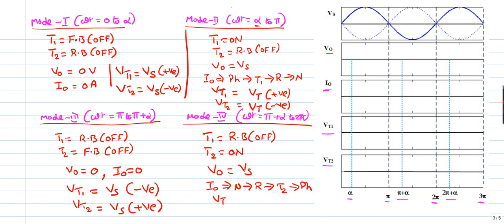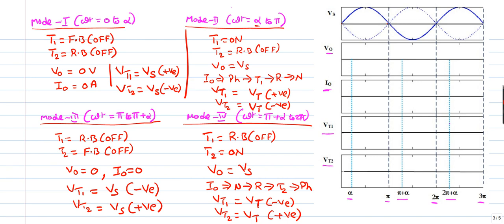Thyristor 1 voltage is based upon Thyristor 2 voltage. So Thyristor 2 voltage is the on state voltage drop, so Thyristor 1 voltage is also the on state voltage drop, but it is negative here, it is positive here. So we have obtained the information of output voltage, output current, Thyristor 1 voltage and Thyristor 2 voltage for all the 4 modes. So we'll complete the waveforms.